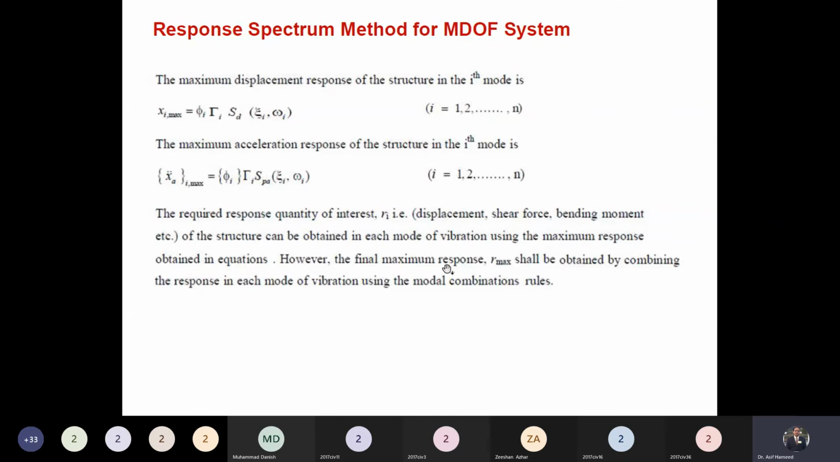Okay, however, the final response shall be obtained by combining the responses in each mode of vibration using the modal combination rules. We will calculate the response in each mode separately. ठीक है, हर मोड में जो रिस्पॉन्स होगा आप कैलकुलेट करेंगे सेपरेटली, and then what will be the total response?